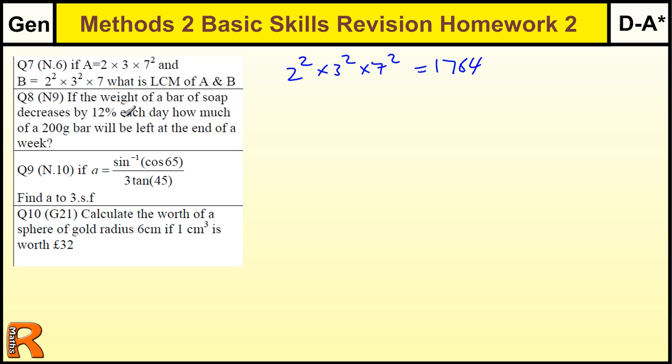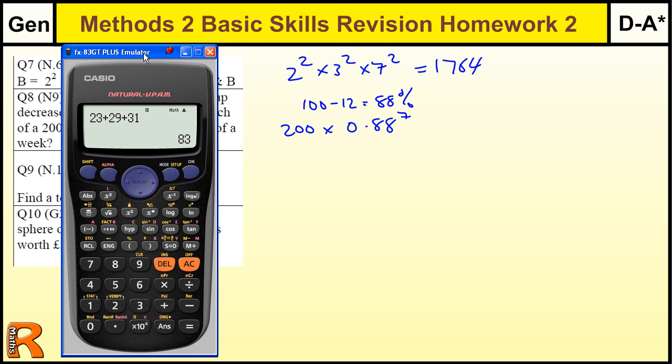Okay, question 8. A bar of soap decreases by 12% each day. How much of 200 grams will be left at the end of the week? So if it's decreasing by 12% each day, that means it's going down by 12%, so it's 100 minus 12%, which is 88%. And to work out 88%, we times by 0.88. We're starting off with 200 grams, so after 1 day, there'll be that times 0.88. After 2 days, it'll be times by 0.88 again, and then 3 days. So essentially, we're just timesing by 0.88 7 times. So we're timesing by 0.88 to the power of 7.